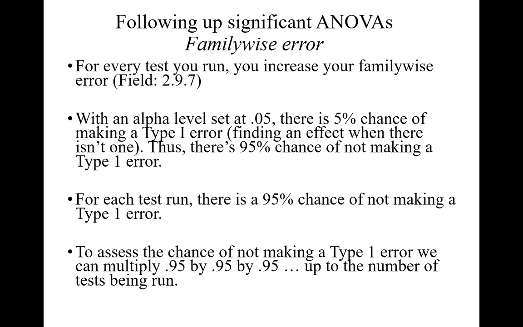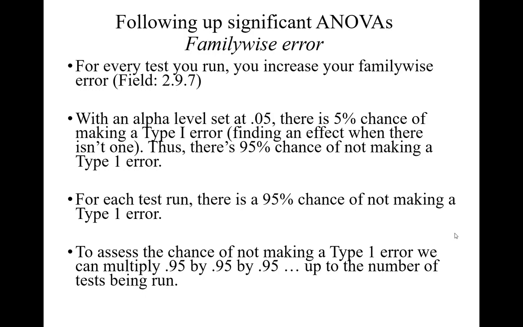So there's a 5% chance that we'll make a type 1 error, so there's a 95% chance that we won't make one. For each test run, there's a 95% chance of not making a type 1 error. To assess the chance of not making a type 1 error, we multiply this number, 0.95 in this case, by itself for as many tests as we do. So how many tests you do, you'll multiply it by itself, in this case to the power of 3, but this can keep going up for as many tests as you want to run.